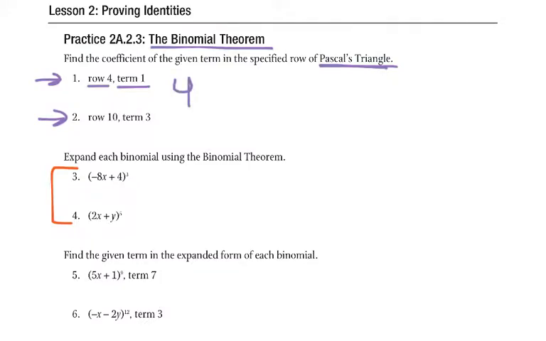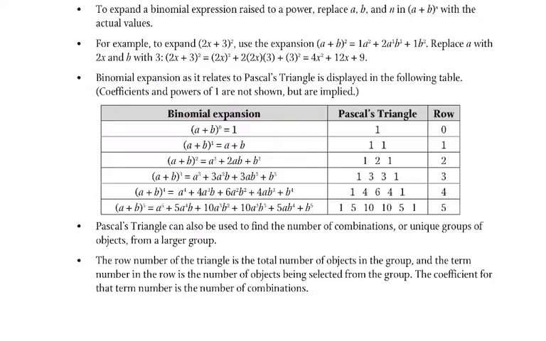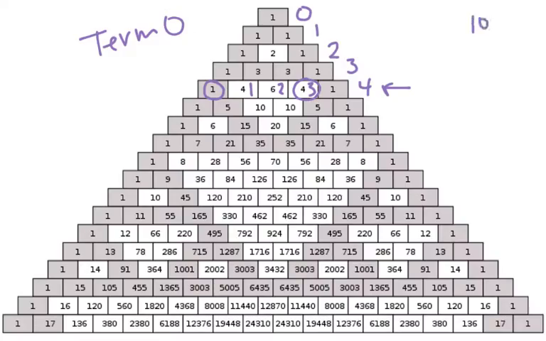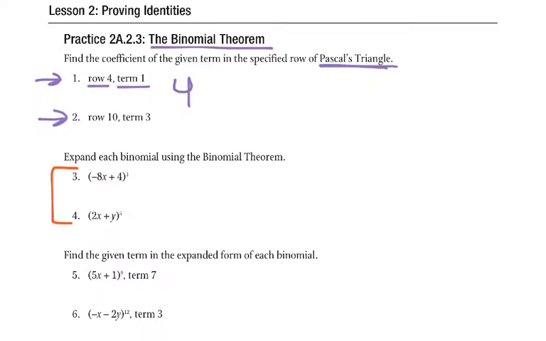So that's the coefficient. Okay, then 2 wants row 10, term 3. So row 10, term 3. So we go down to row 10, term 3. So 0, 1, 2, 3. So it'd be 120. Okay? And that's all it wanted us to do on that first part.